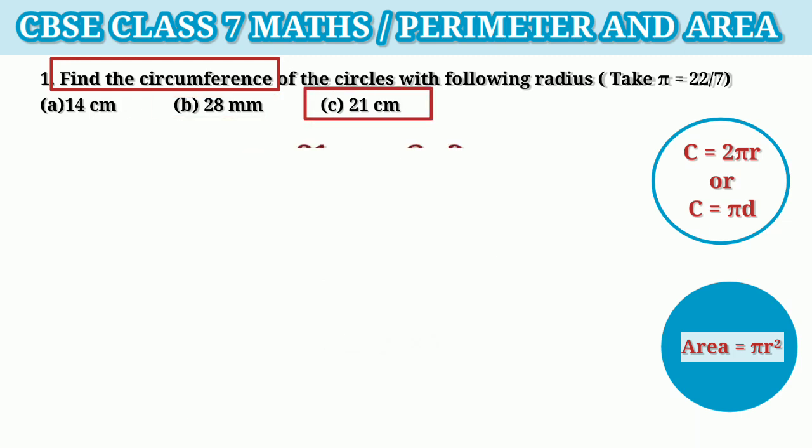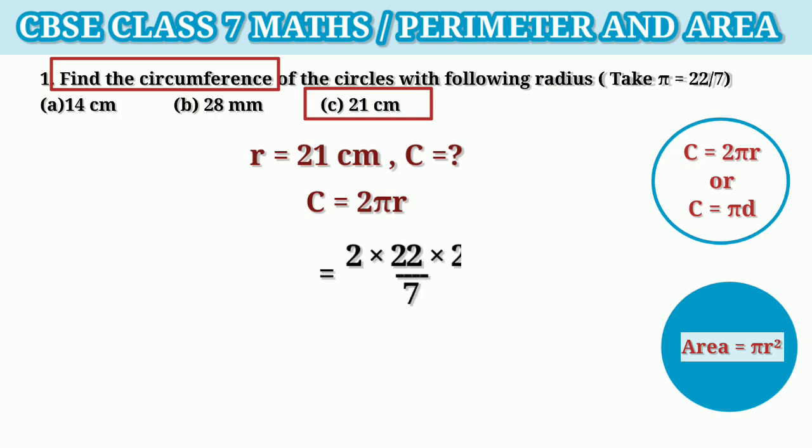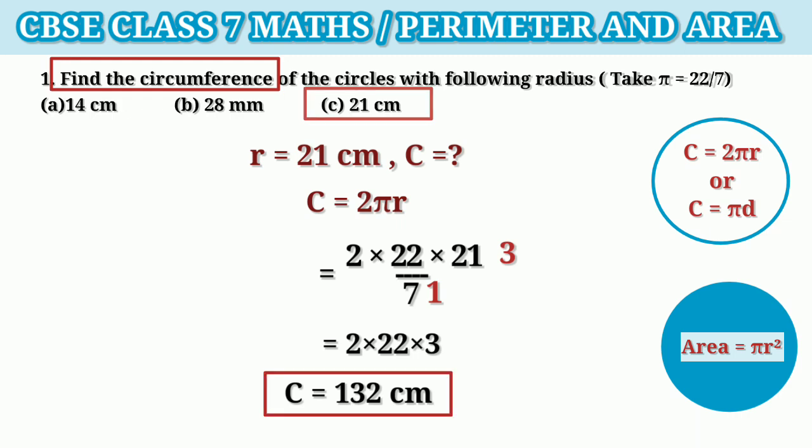The radius given in sub question C is 21 centimeter. We have to find the circumference of the circle and the formula used will be C equals 2 pi r. We will substitute the values of pi and r. We have C equals 2 into 22/7 into 21. 7 and 21 both come in 7's table. They can be cancelled. 7 ones are 7, 7 threes are 21. We will multiply the remaining numbers, that is 2 into 22 into 3, which comes to 132 centimeter. So the circumference of the circle is 132 centimeter.